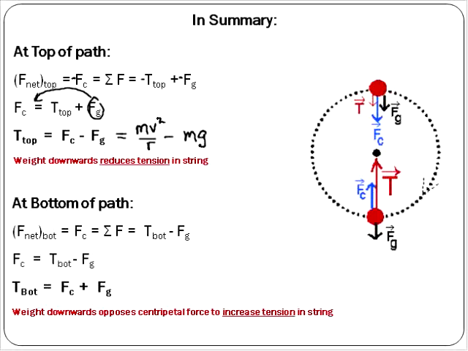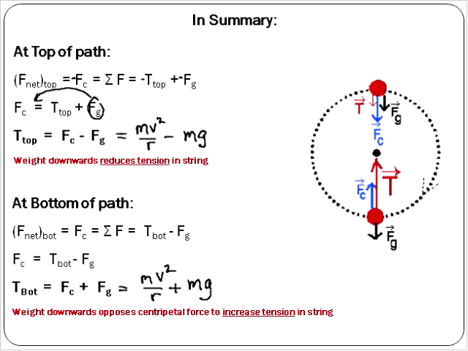At the bottom of the path, Fc is up, so Fc is positive. Tension is up, so tension is positive, but Fg is down, so it's negative, which is exactly what we've got here. Now that means that Fc equals tension at the bottom minus force of gravity. If I rearrange that one, I get this expression, which is the same thing as saying tension at the bottom equals mv squared over r plus mg.